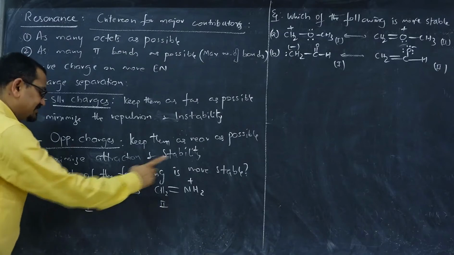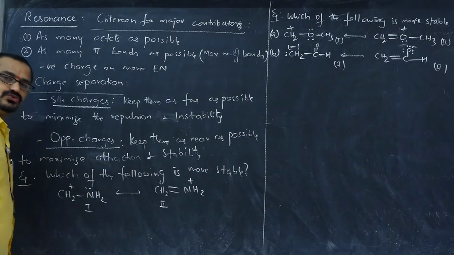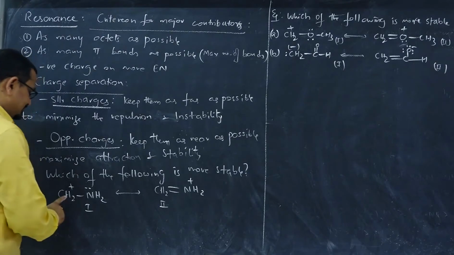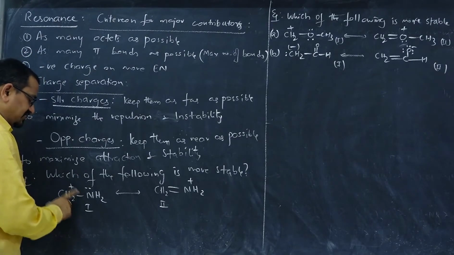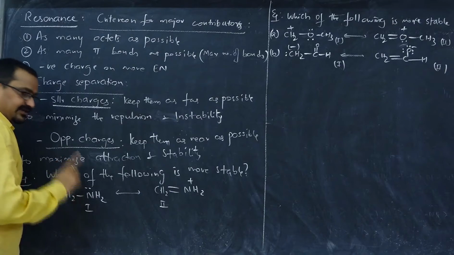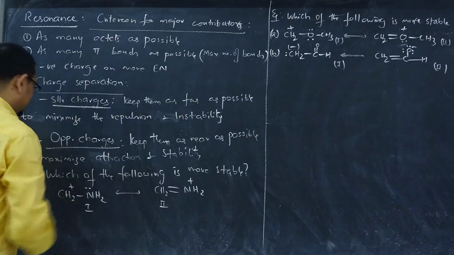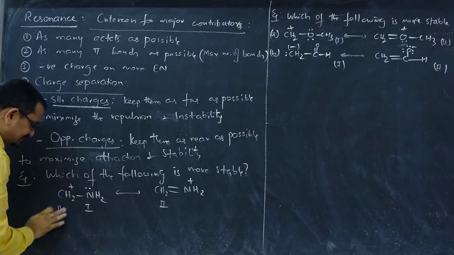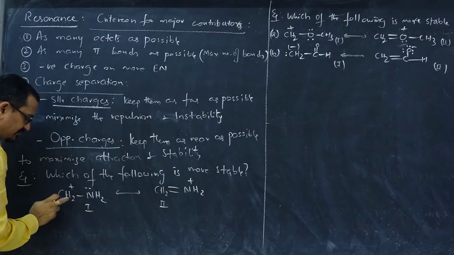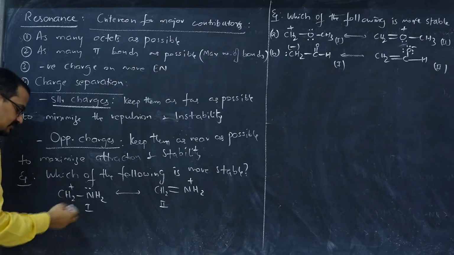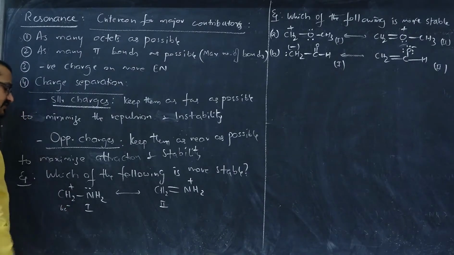Which of the following is more stable among the given 2? So this is CH2 with a positive charge singly connected with NH2. Here, what is the first point we have to see? As many octets as possible. Here carbon is with 6 electrons only. 1, 2 with 2 hydrogens, 4 electrons; totally carbon has got only 6 electrons. It is not with octet.